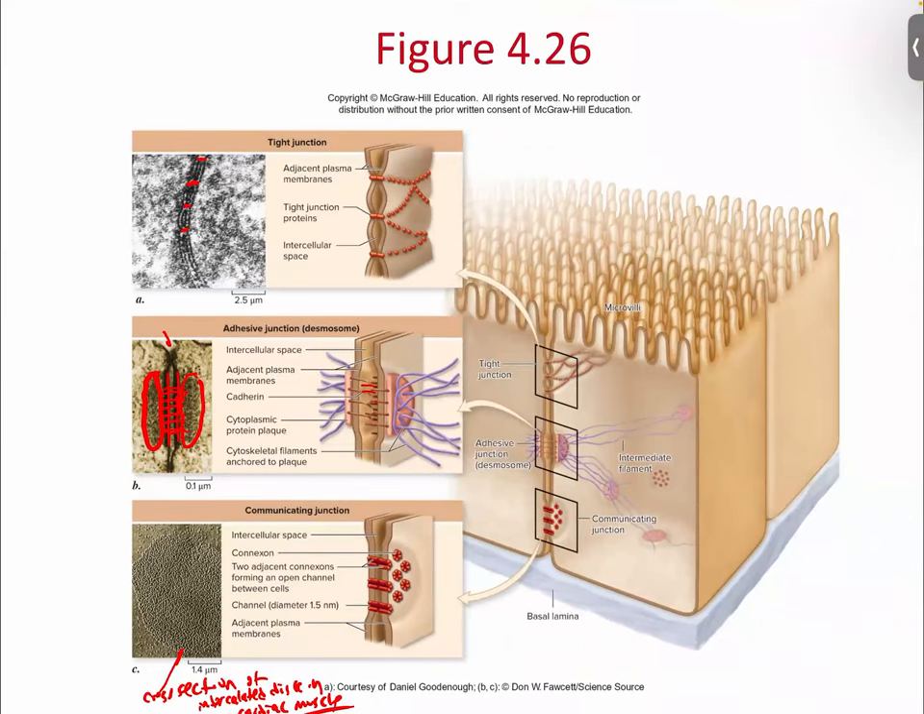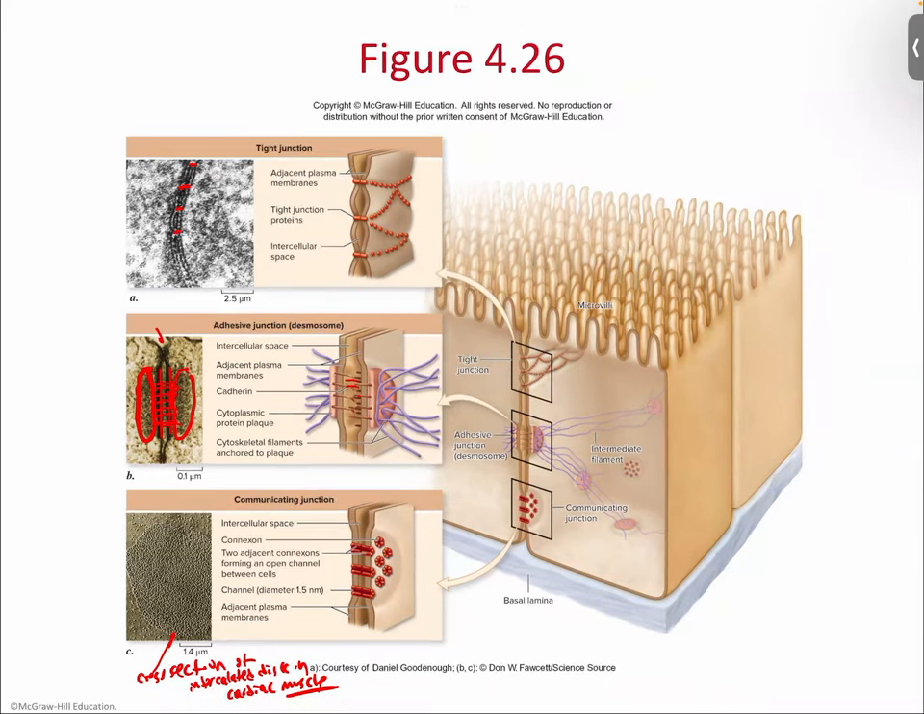So those are your main connections. With these connections, the combination of tight junctions on one end, communicating junctions on the other end, with a varied spectrum of adhesive junctions in the middle, this is basically what tethers your tissues together. The cells that form your tissues, that's what tethers them together.